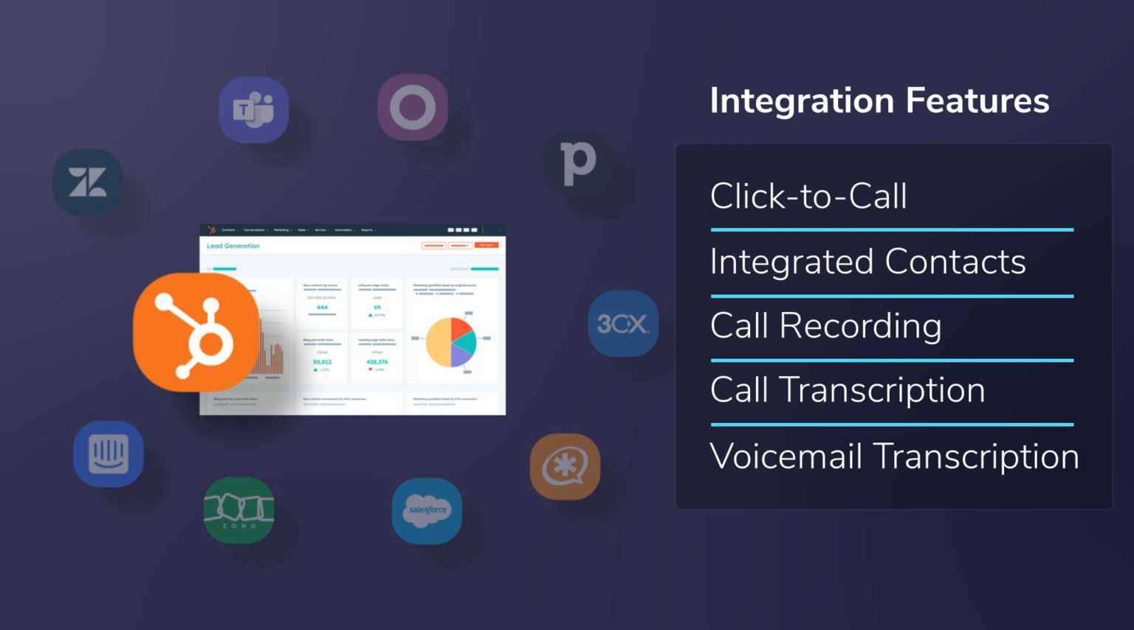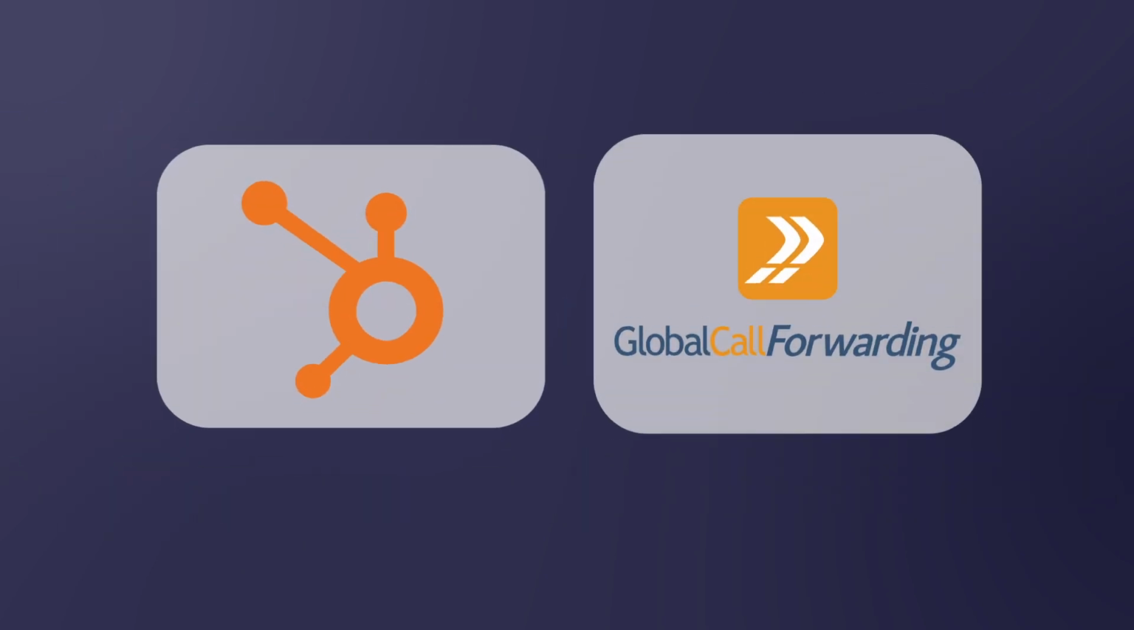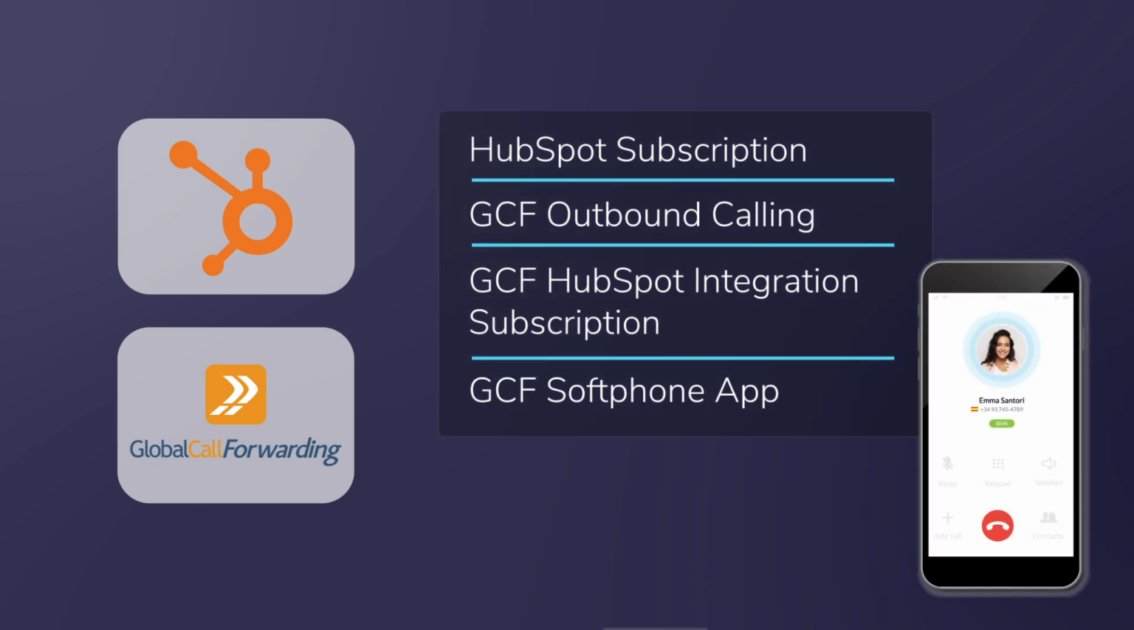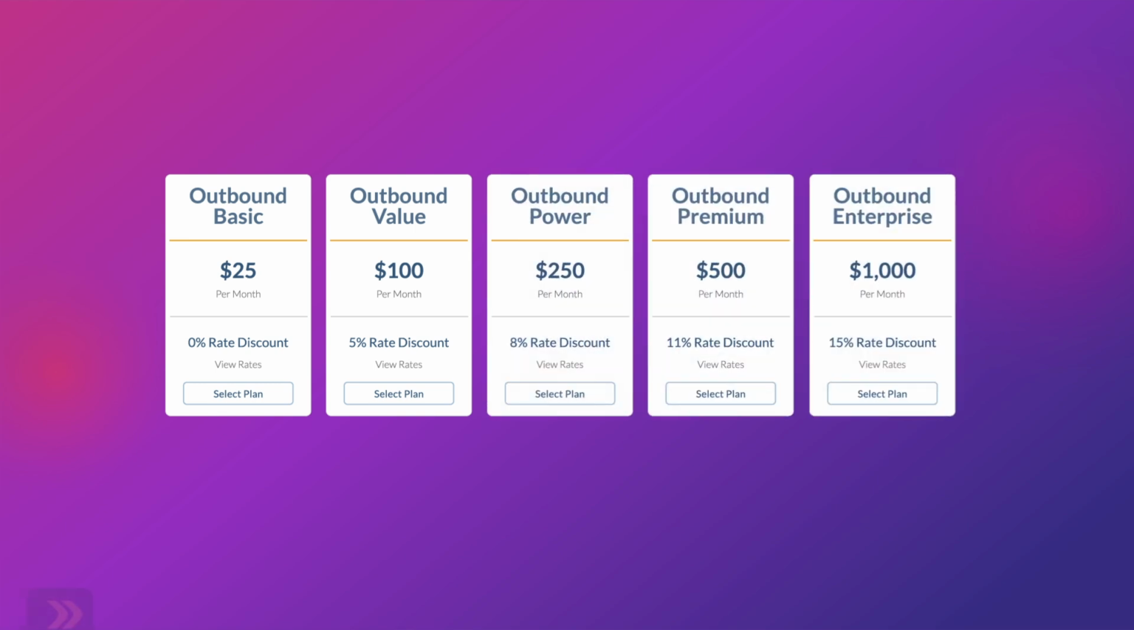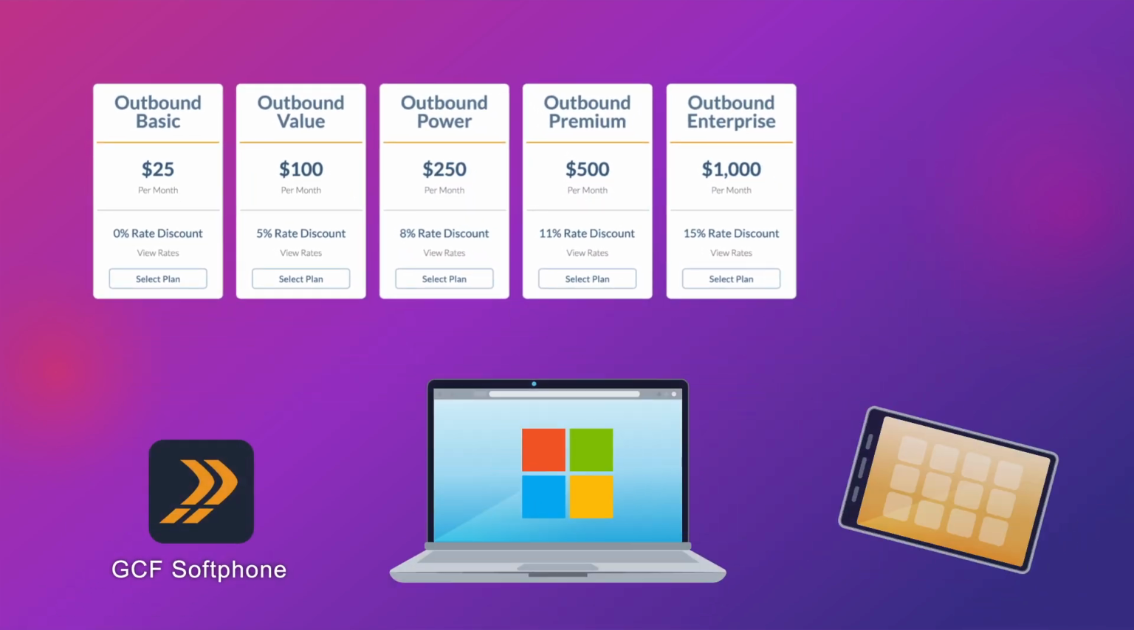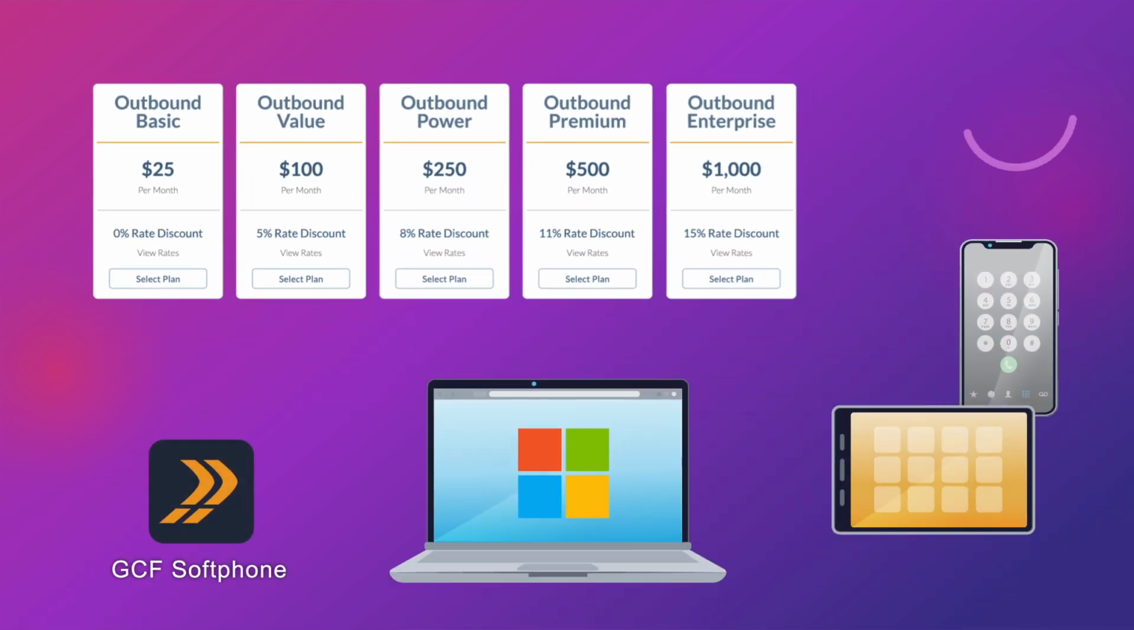So, how do you get started? To use our HubSpot Softphone integration, you'll need a HubSpot account and a global call forwarding outbound calling subscription. Our outbound calling plan comes with a Softphone app that you can use to place calls from your Windows devices. Now, let's activate the HubSpot Softphone integration.